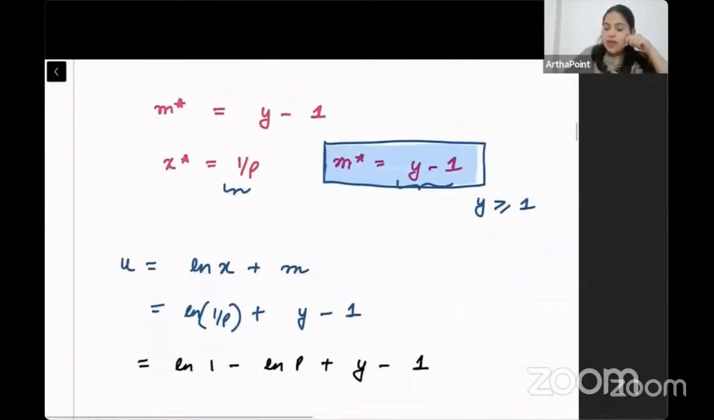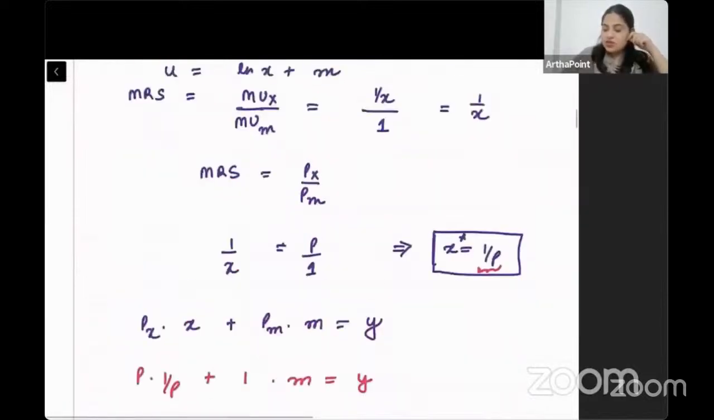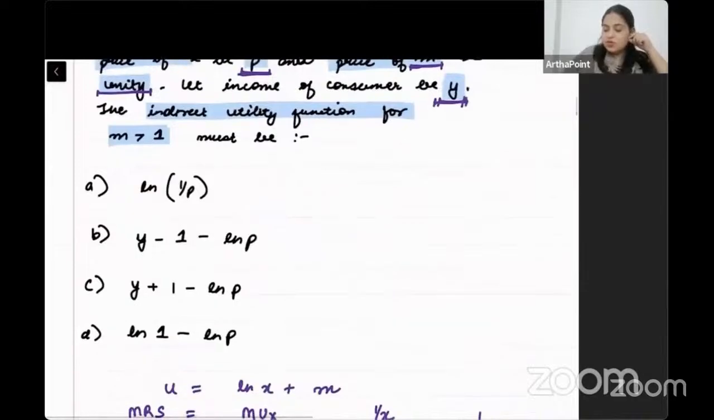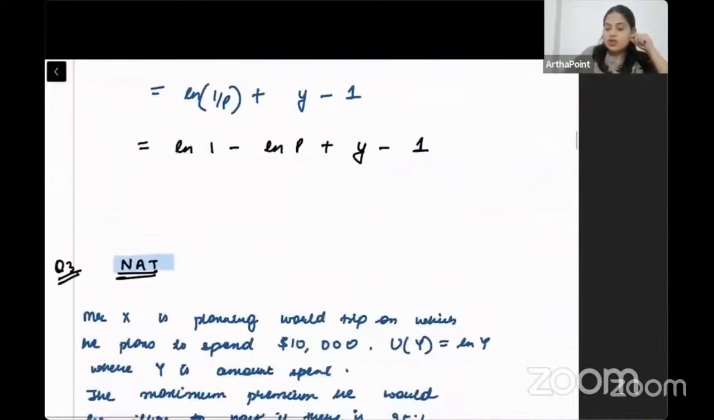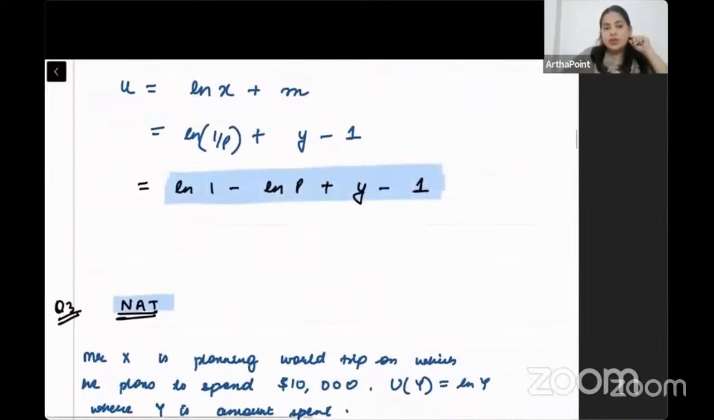Okay. So actually my answer should be this. I don't see ln 1 anywhere actually. I should have plugged in ln 1 also. So this should be your answer. It should be this. This will be your indirect utility.